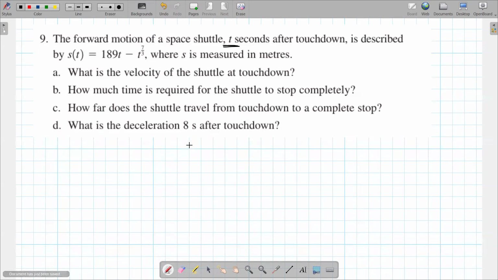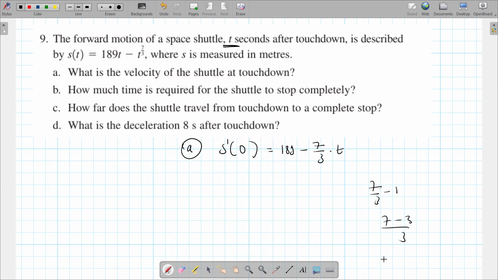Part A is asking us for the velocity at touchdown. So we need to find s prime of t at what time? 0. So first, let's find s prime of t. It'll be 189 minus 7 over 3 times t to the power of 7 over 3 minus 1, which is 7 minus 3 over 3, that's going to be 4 over 3. And we're going to set t as 0.